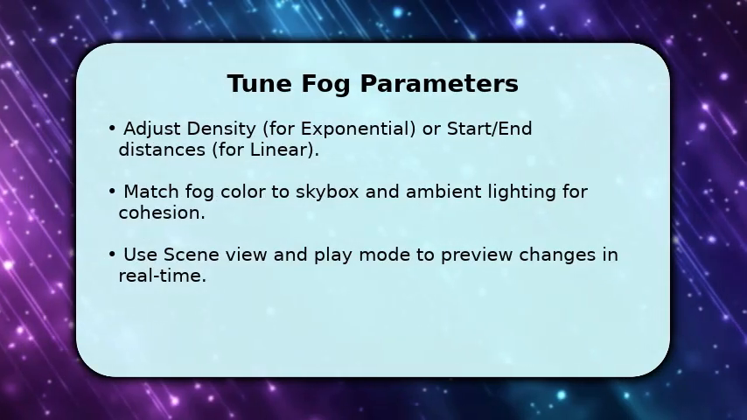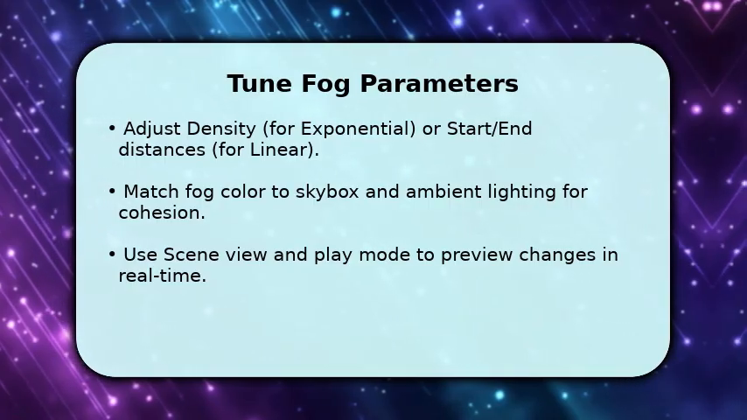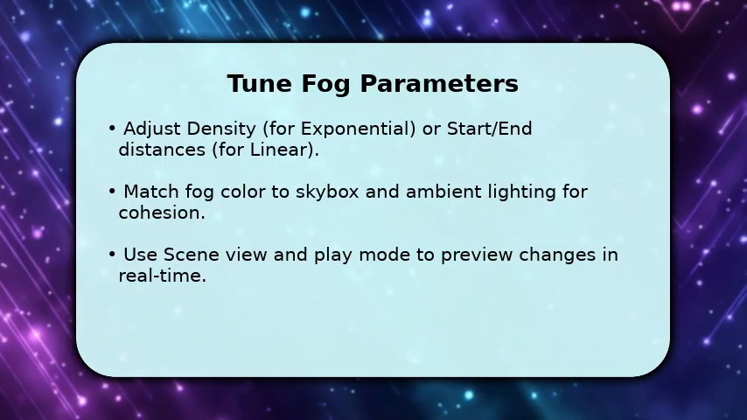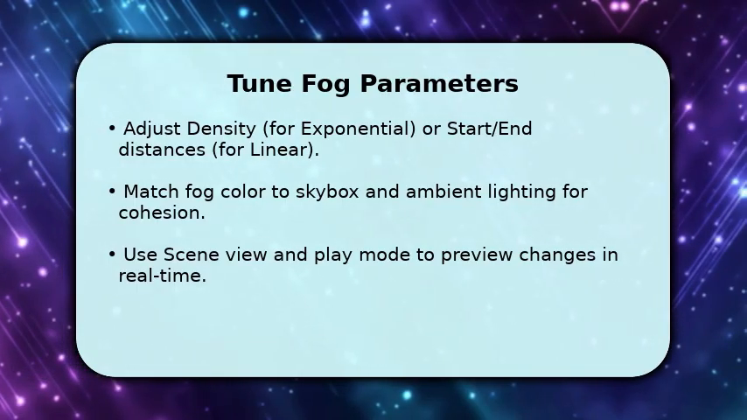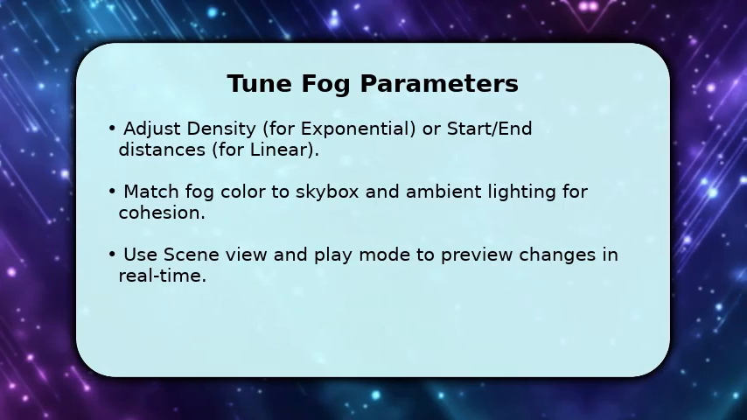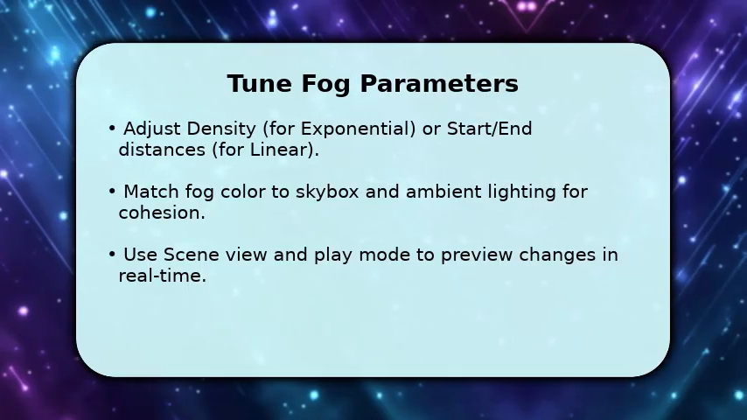For exponential fog, increase density slowly, small increments like 0.01 matter. For linear fog, set start just past foreground objects and end where you want total occlusion. Make sure the fog color complements your skybox and ambient light so the scene reads as one environment.